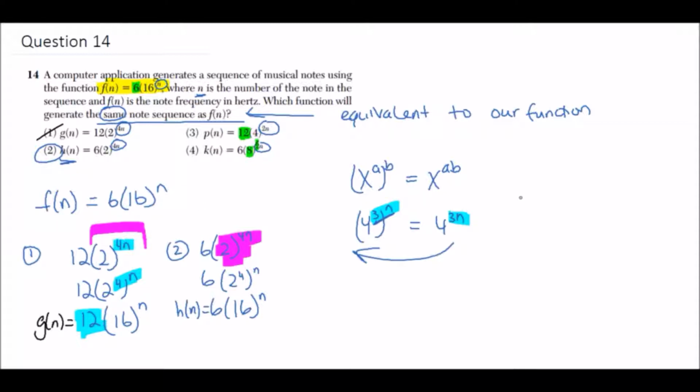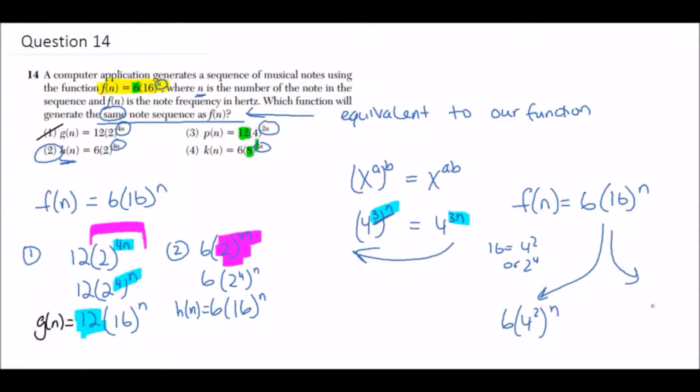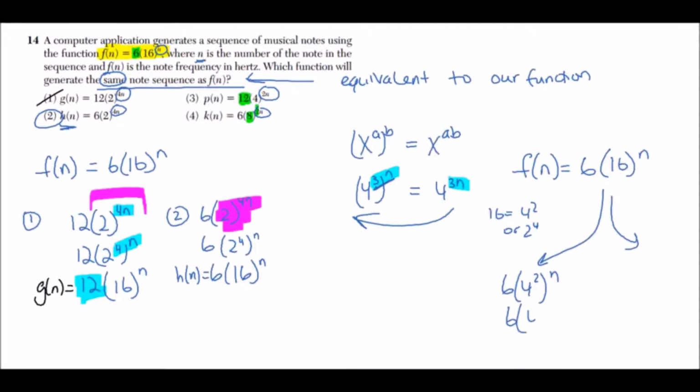Now you could also solve this somewhat logically and say, okay, well 16 is either 4 squared or 2 to the 4th. So split this up and say, okay, if I do 4 squared, I'm going to get 6 times 4 to the 2n using our other property. Here, this time we're going frontways. That's none of the answer choices.